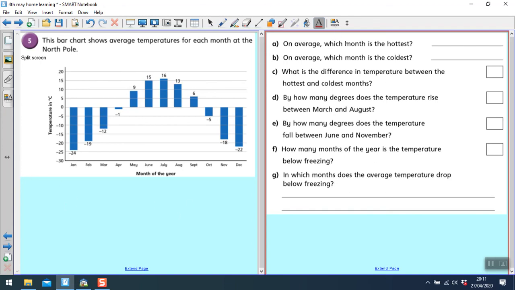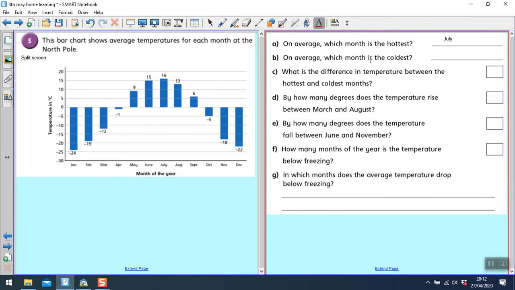So it says, on average, these show average temperatures, which month is the hottest? Which has got the highest positive temperature? So that is 16 degrees, which is July. So don't write 16 degrees if it says which month. So July, the capital J.